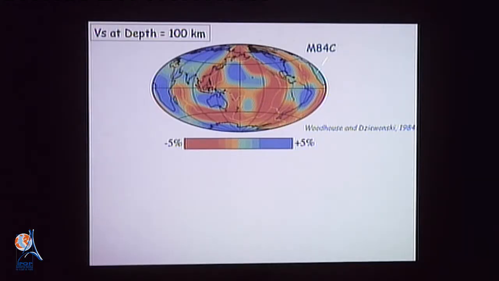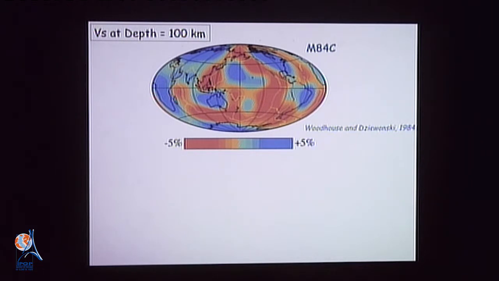So you can see the ridge system manifested by lower than average velocity, hot material coming up. You can also see the back arcs. And then you can see the cold cores of the continents, here Australia, the cratons in North America, Antarctica. And interestingly, also the cooling of the Pacific plate as you go further away from the ridge.